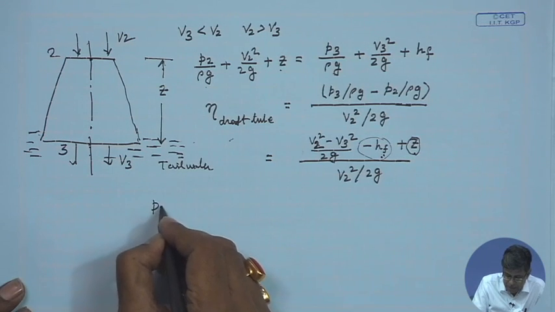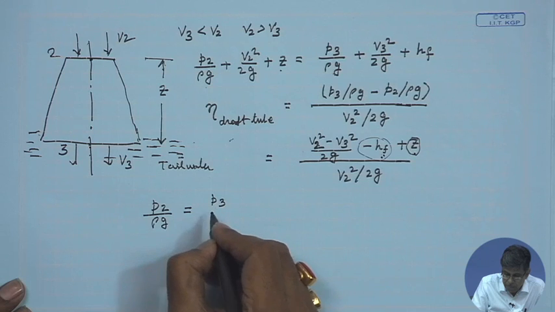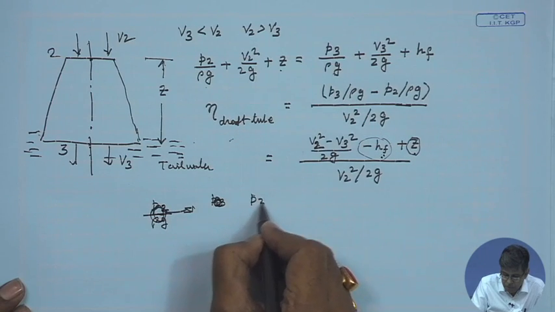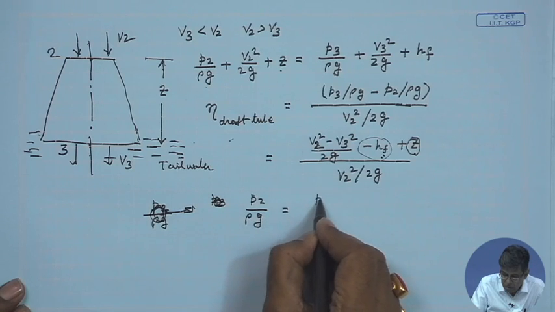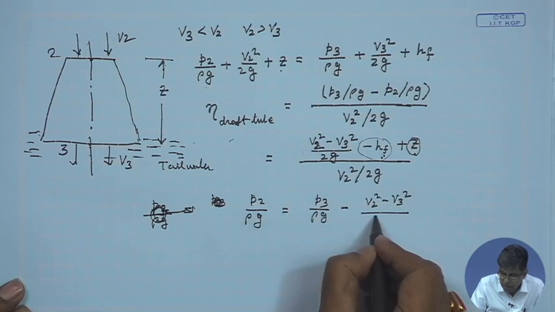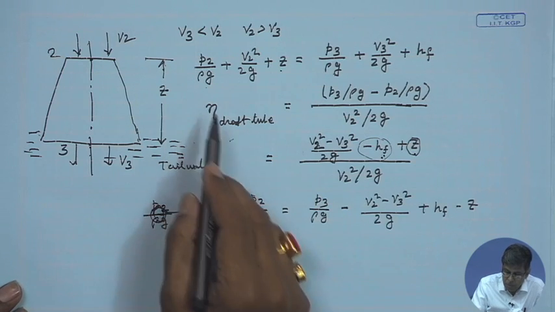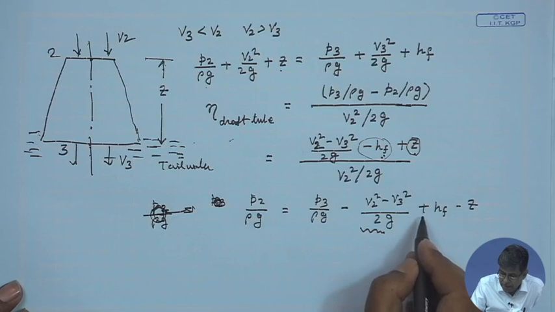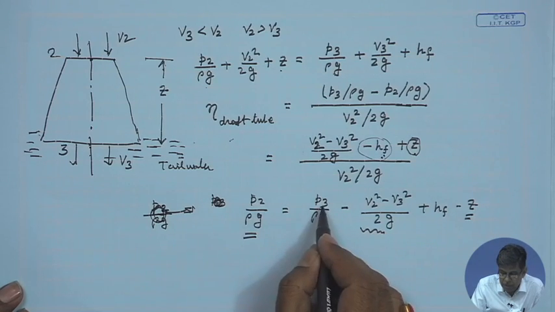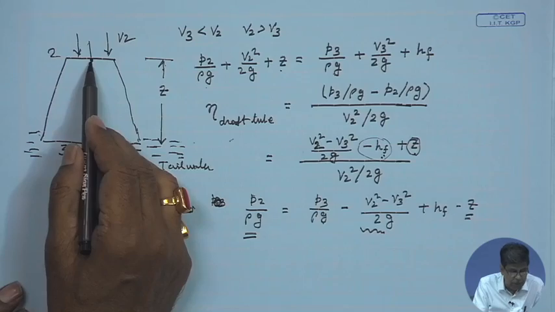And again I tell you that P 2 by rho g is equal to P 3 by rho g minus V 2 square minus V 3 square by 2 g, V 2 is greater than V 3, plus H f minus z. This is P 2 by rho g. So, therefore, we see, because this thing plus H f minus z is positive, P 2 by rho g is always less than P 3 by rho g, and P 3 by rho g is usually the atmospheric pressure, and therefore, the pressure at the inlet is the suction pressure, and that should not be reduced to the vapor pressure.